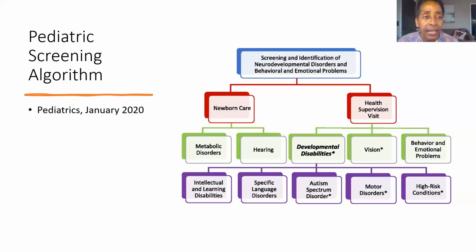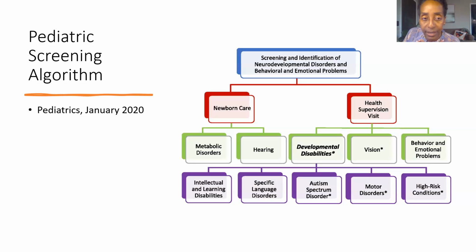So this slide depicts an algorithm that was published in 2020, and it's a pediatric screening algorithm intended to serve as a model for a universal system of screening for all children in the primary care setting. The red row depicts the location of the screening. So screening occurs in the newborn period, specifically metabolic and hearing screening. The health supervision reflects screening to be done in an outpatient primary care setting.